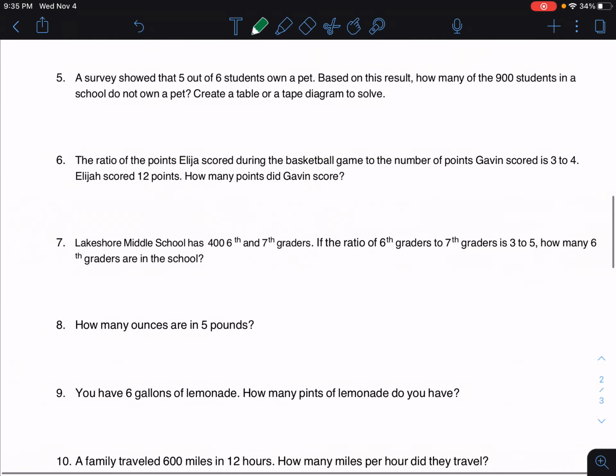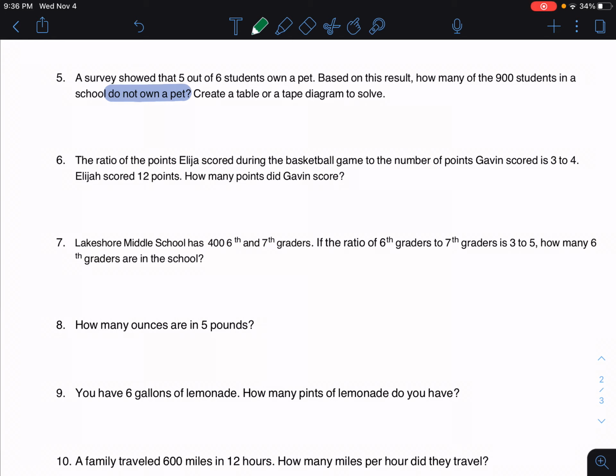Number 5 says, a survey showed that 5 out of 6 students own a pet. Based on this result, how many of the 900 students in a school do not own a pet? So that's really important. So it says create a table or a tape diagram to solve. I'm going to create a table, but I can also show a tape diagram.